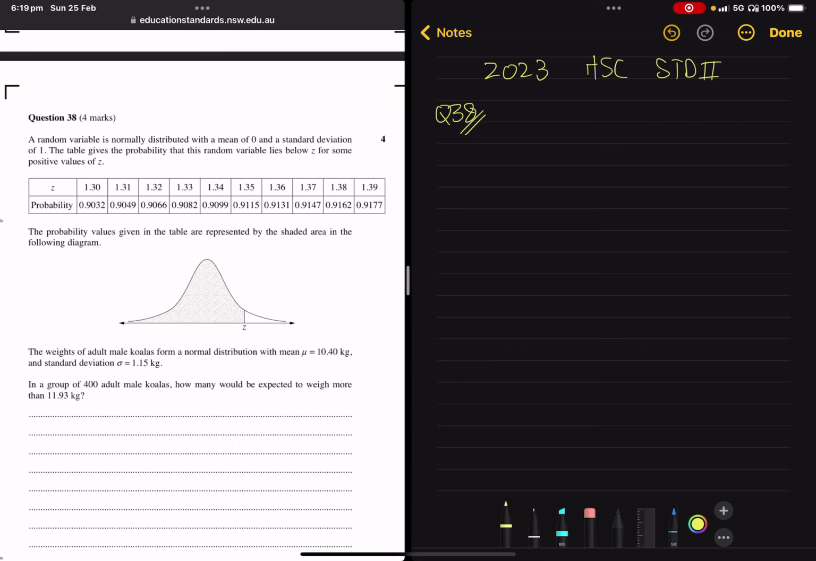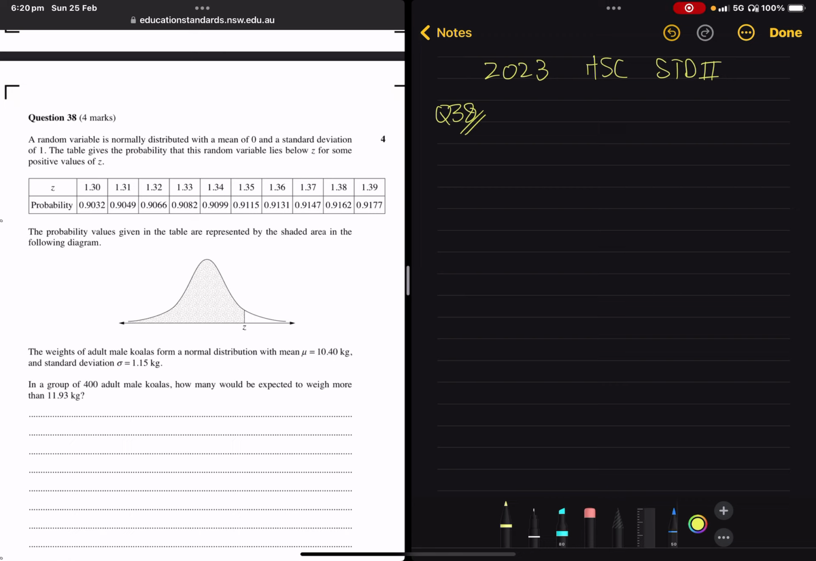So we're told a random variable is normally distributed with a mean of 0 and a standard deviation of 1. The table gives probabilities that this random variable lies below z for some positive value of z. So this is a cumulative probability up to z. The weight of adult male koalas forms a normal distribution with mean 10.4 kilograms, standard deviation 1.15 kilograms. In a group of 400 adult male koalas, how many would be expected to weigh more than 11.93 kilograms?